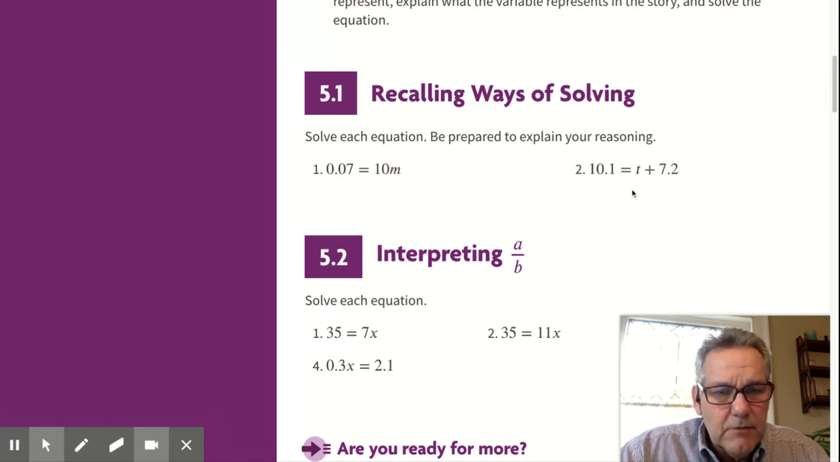Let's try the next one. I'm going to pause for a second and then we'll talk about it. Go ahead and try to come up with what you think the answer might be, and then we will talk about that.